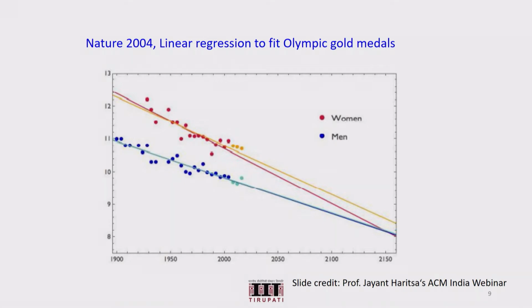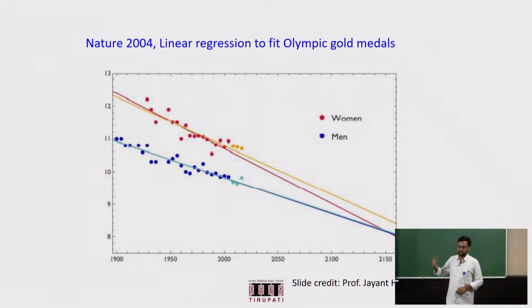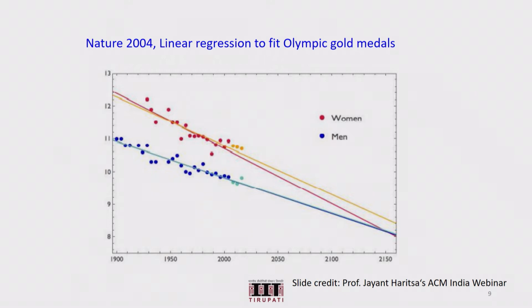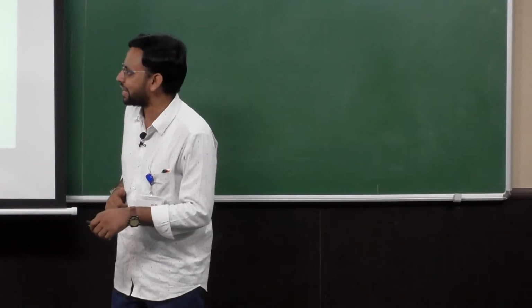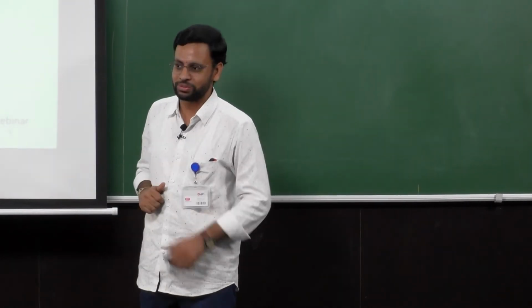Okay. So this is another nice example. This was published in Nature 2004, one paper got published on linear regression. Here your x-axis is the year, your y-axis here is the time taken for them to finish a running race. Okay. So these points, men in blue here, women in red here. So this is the time they have taken to complete. The first person who has finished the race first has taken this much time. Over the years, this is what happened.